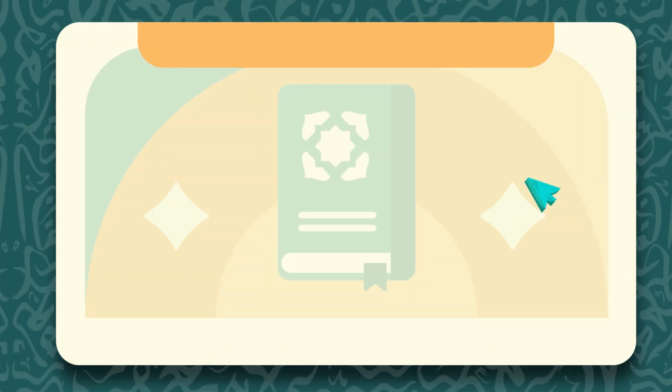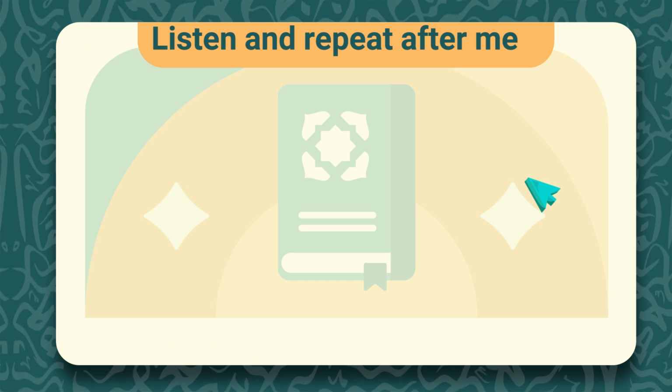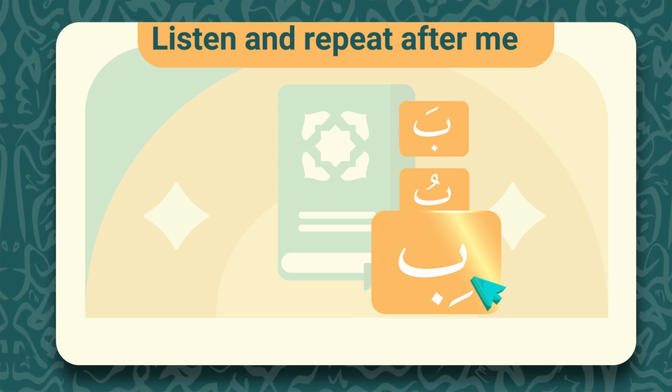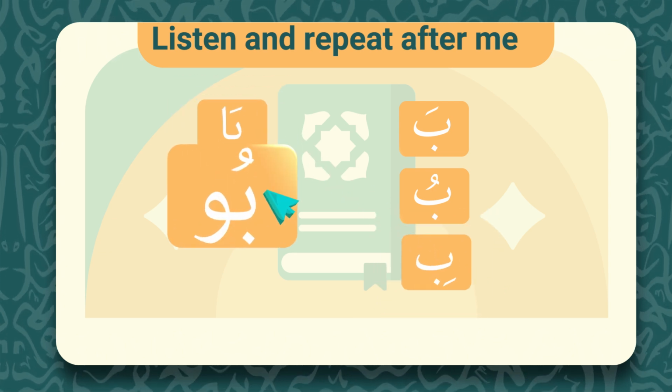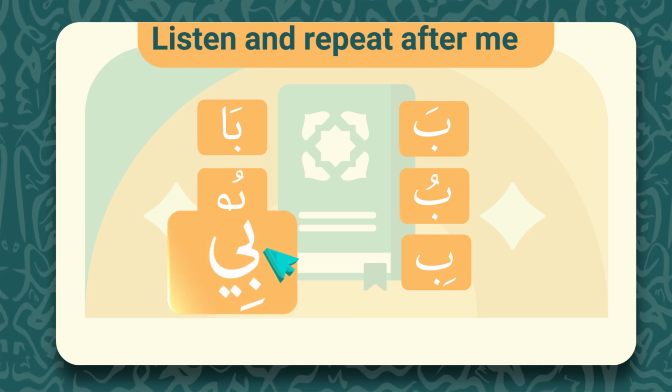Let's practice together. Listen and repeat after me. Short vowels: ba, bu, bi. Long vowels: baa, buu, bii.